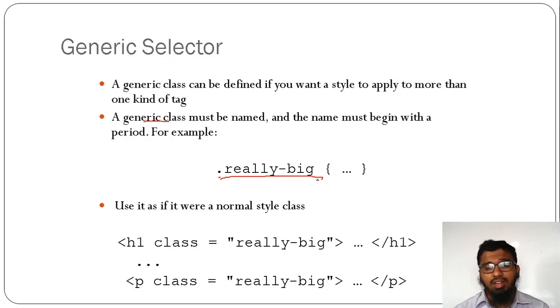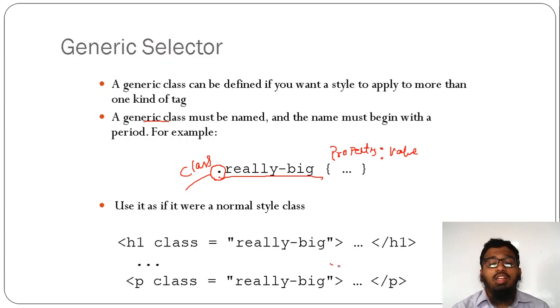Generic selector, and the dot will represent a class. Remember this: the dot will represent a class. So in the generic selector you can write reallybig, and that can be used here, class equals reallybig. Whatever properties and values you have taken here will be applied to this text. This is the generic selector.